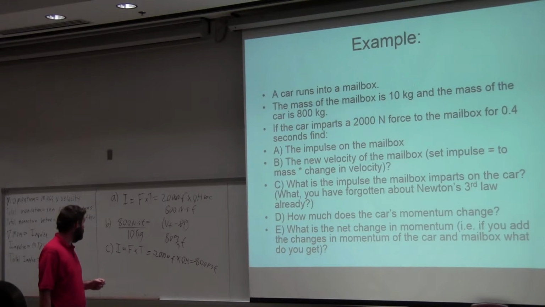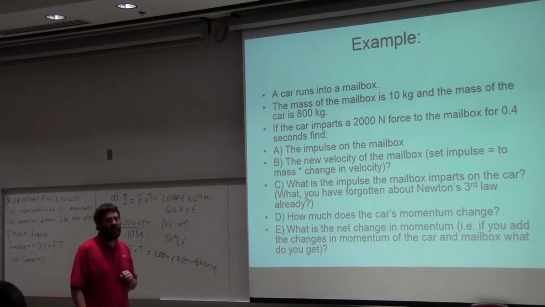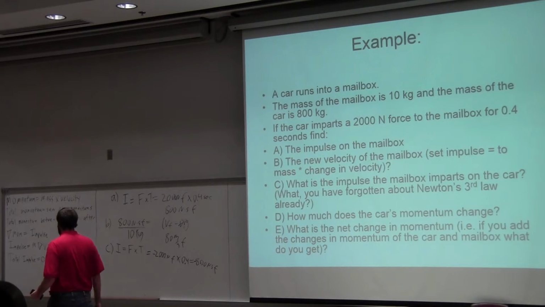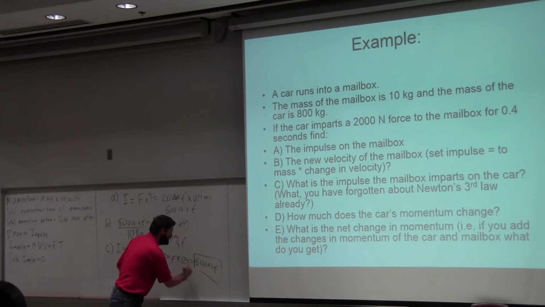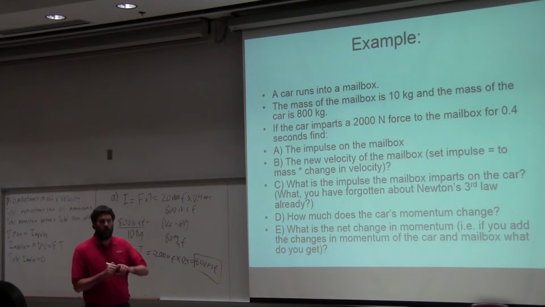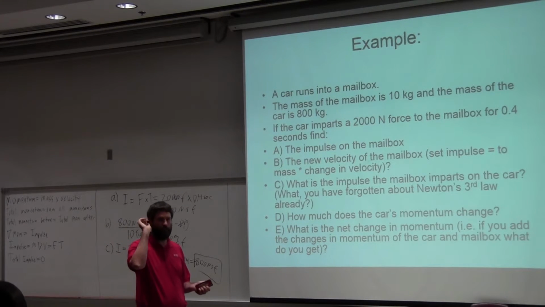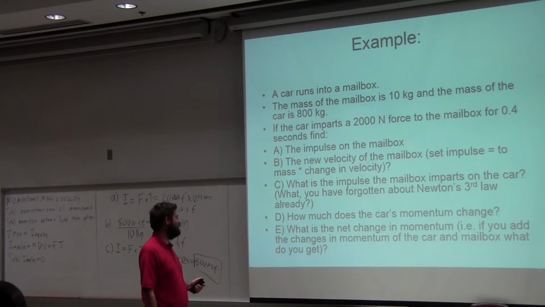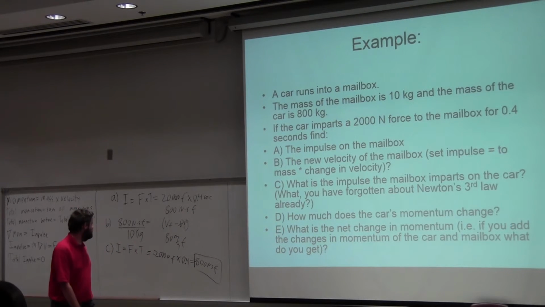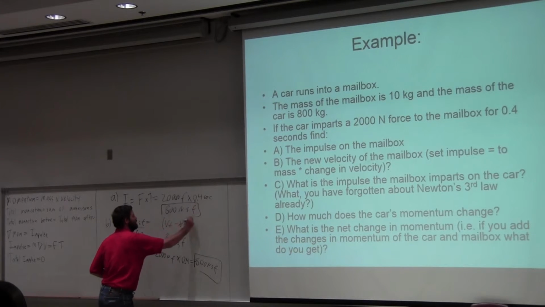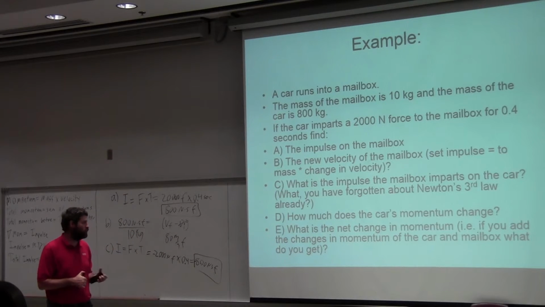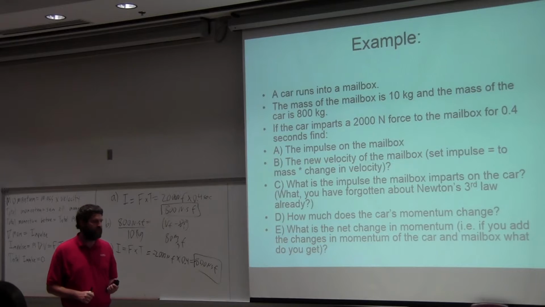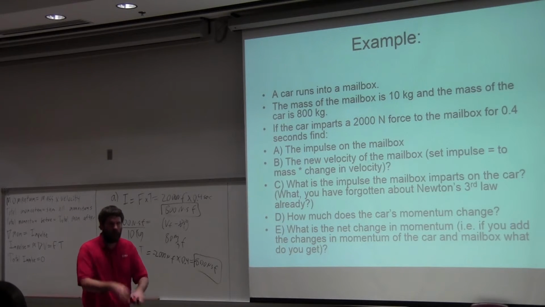So what is happening here? Well, the car experienced an impulse. And impulse is, by definition, the change in momentum. And so therefore, the car's change in momentum is also minus 800, because change in momentum and impulse are the same thing. All right, net change in momentum. The change in momentum for the mailbox was plus 800. The change in momentum for the car is minus 800. If I add those two together to get the total change in momentum, I add 800 to minus 800, and the answer is 0.